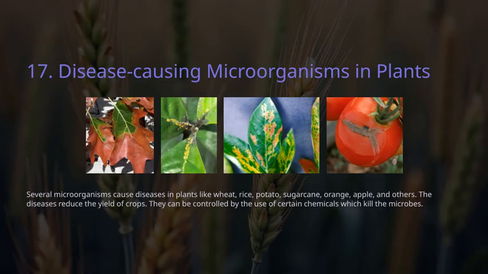Now, to manage these problems, farmers often use specific chemicals, fungicides, bactericides, or other antimicrobial agents that are designed to kill or inhibit these microbes. Proper use of these chemicals is essential for controlling the spread of disease and protecting our crops. So, understanding which microorganisms cause these diseases and how to combat them is a key part of ensuring healthy plants and stable food production, tying into our overall theme of sustainable agriculture and plant health management.